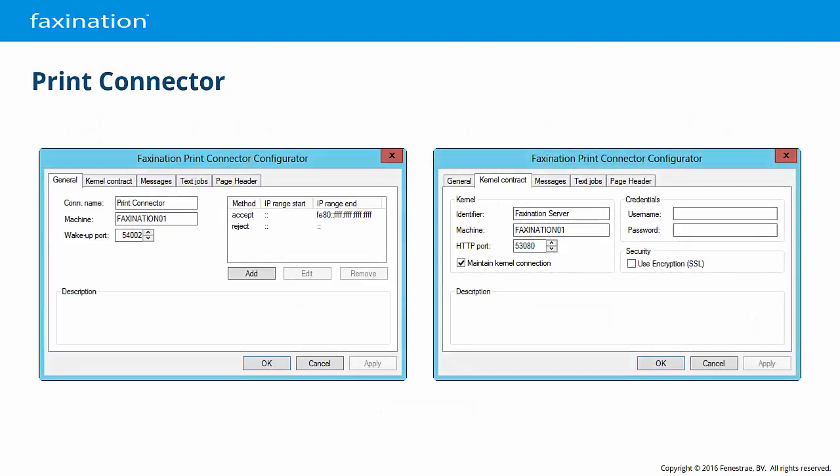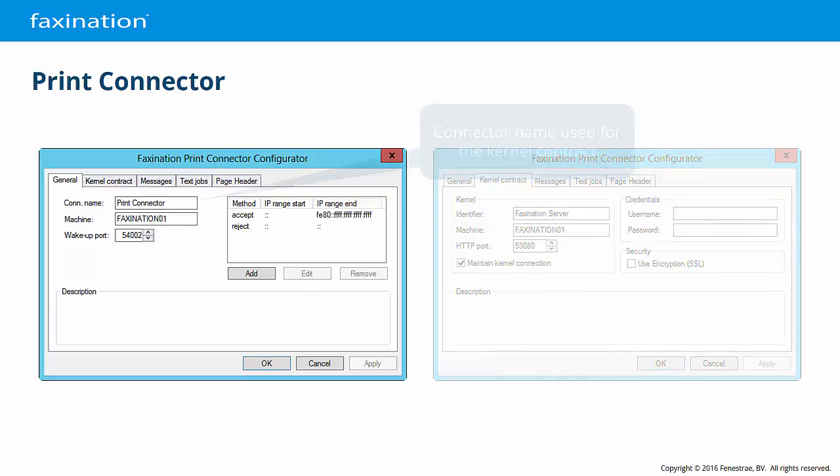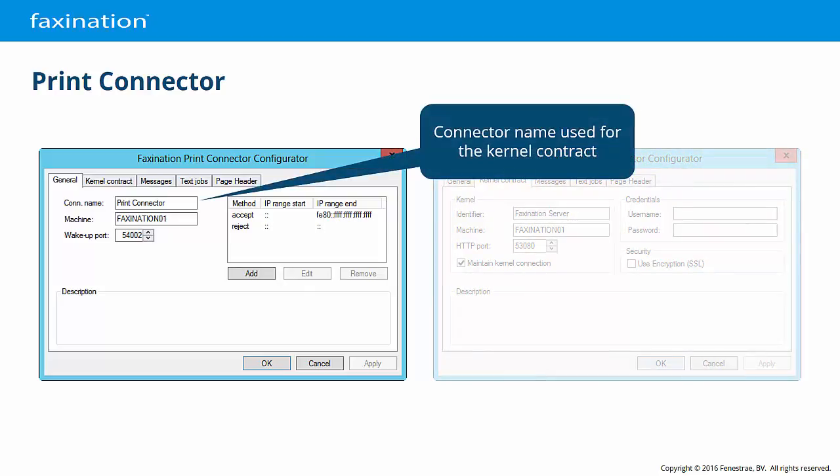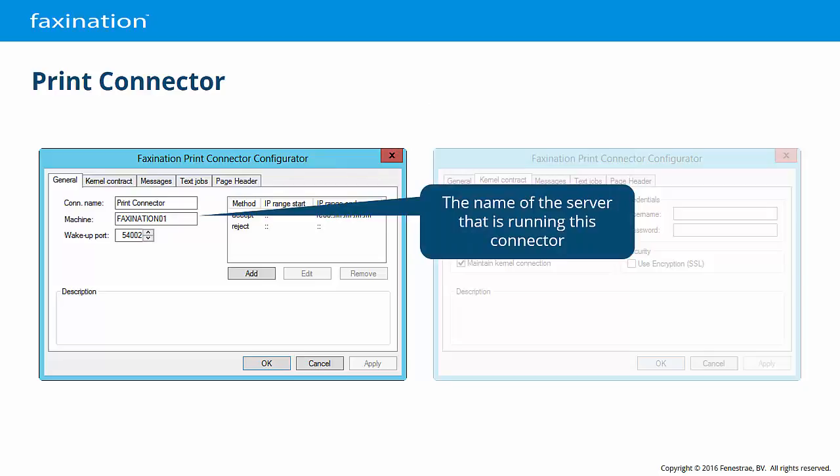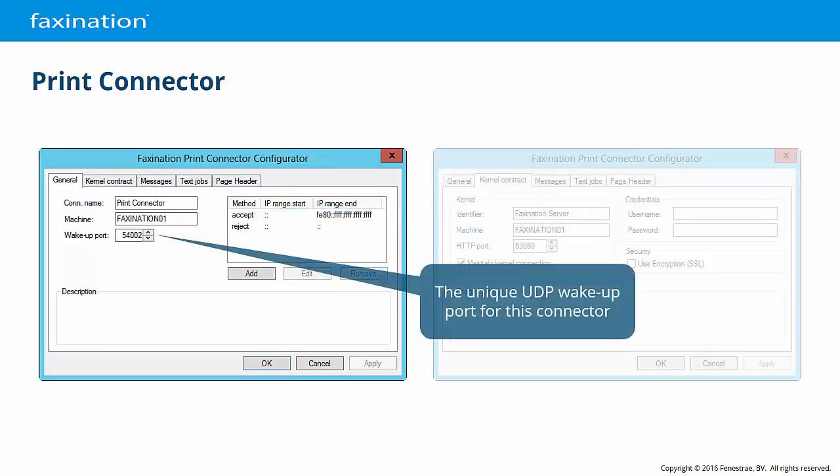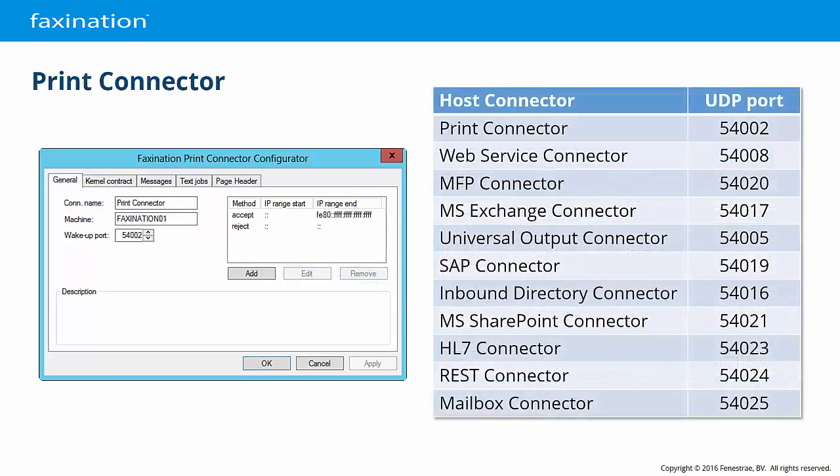The General and Kernel Contract tabs are common for all of the host connectors, so we'll cover these only once. The connector name is the name used in the connection contract between this connector and the Faxination kernel. Machine is the domain name of the server that is running this connector. And the wake-up port is the UDP port of this host connector. All Faxination host connectors have unique UDP wake-up ports, and this list is available in the Faxination 2016 Administrator's Guide.